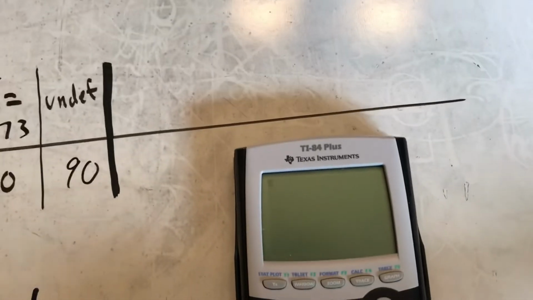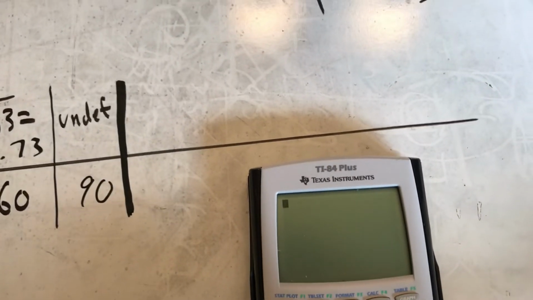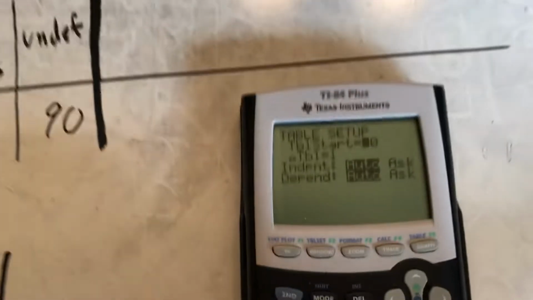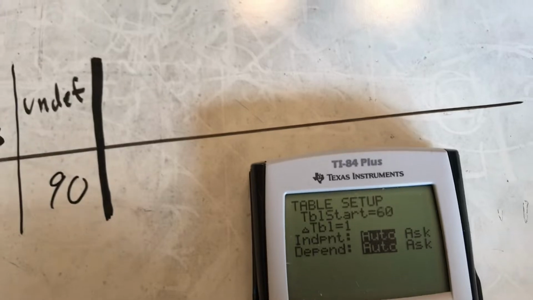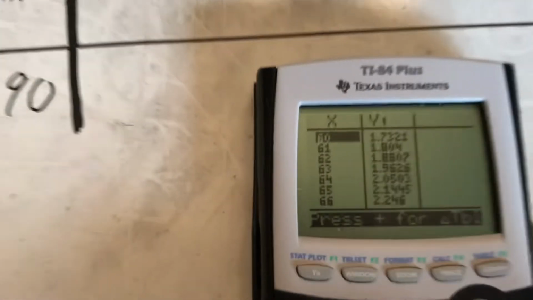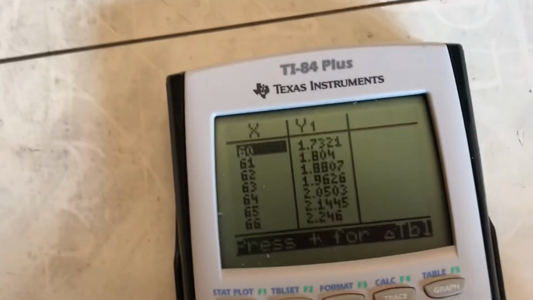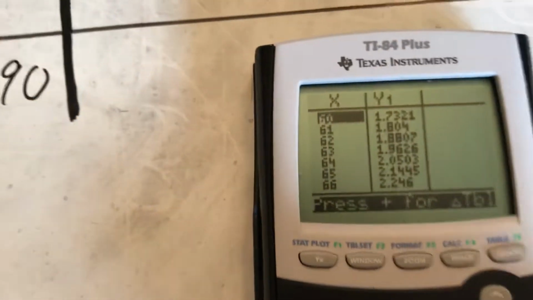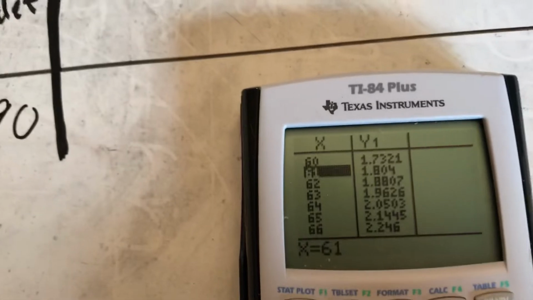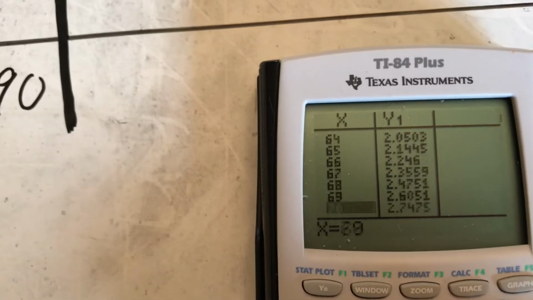So I've got tangent in my calculator already. I'm in degree mode here, and I'm going to go to the table. I'm going to start the table off at 60, and you can see the change in my table is 1. We'll take a look at the table here. Watch these tangent values. You've got your 1.73, which is radical 3, for tangent of 60. And then notice as we keep going up, those values are increasing.